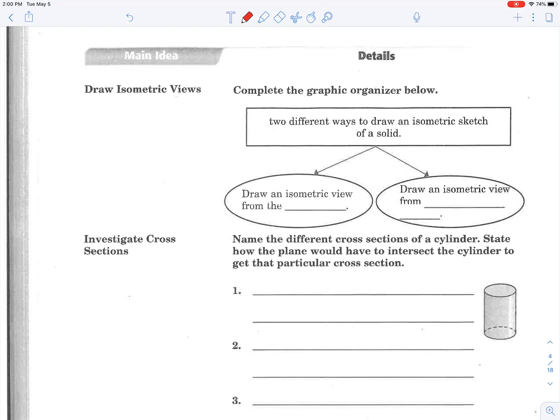Complete the graphic organizer below. Two different ways to draw an isometric sketch of a solid. One would be to draw an isometric view from the dimensions. And this is something that we mentioned at the beginning of the notes. So it could say something like it's 3 units high, it has two sides that are 2 units long, and one side that is 4 units long. That would be given the dimensions. Another way would be from an orthographic drawing.